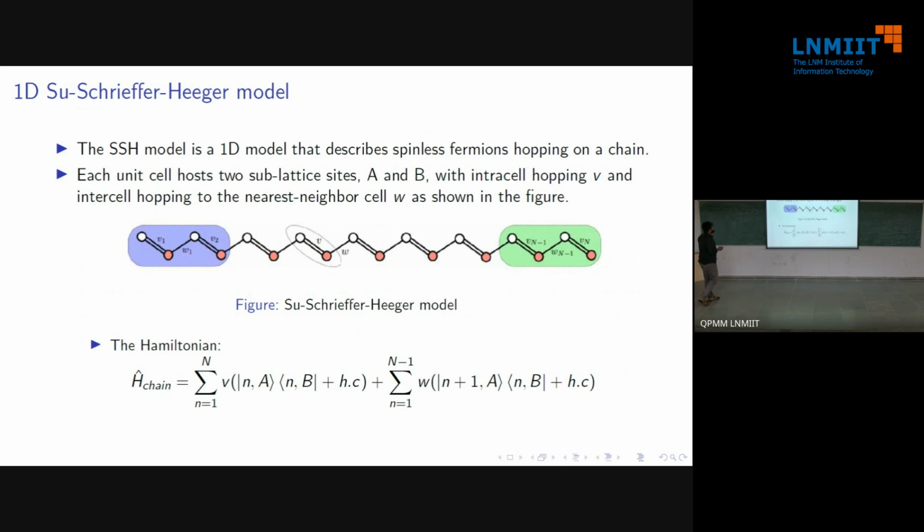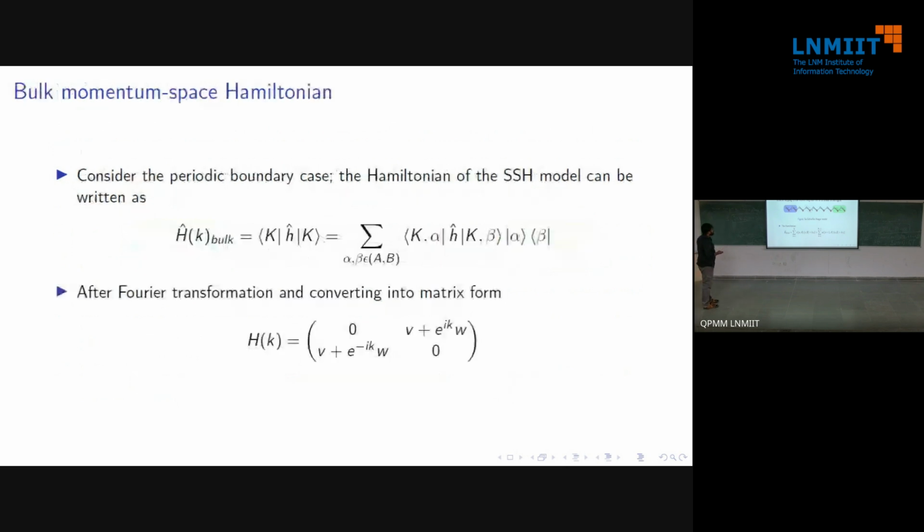So these are the white and red atoms, and the hopping within the unit cell we denote as V, and W is the hopping between the unit cells. And the Hamiltonian in real space can be written like this.